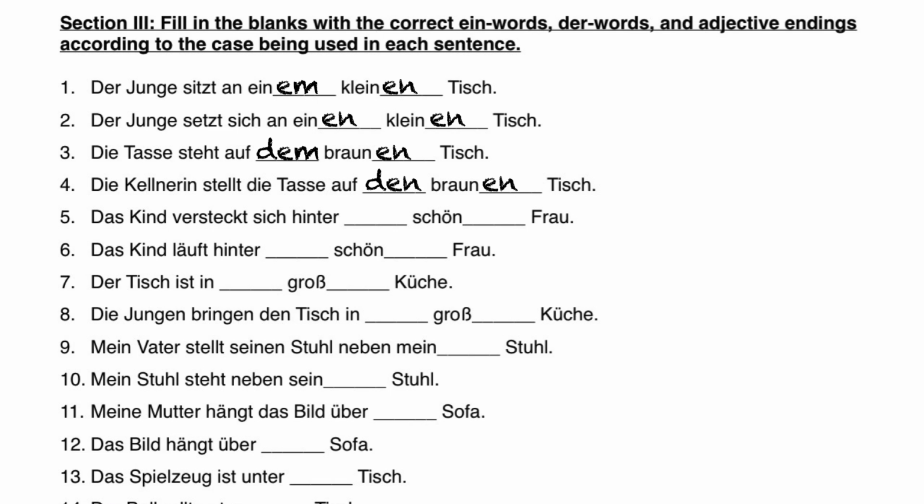Nummer 5. Das Kind versteckt sich. The child is hiding himself. In English, ask yourself, where is the child hiding itself? Or, where to is the child hiding itself? Obviously, it makes more sense to say where, and so we're going to have to use here the dative case, der schönen Frau. Das Kind versteckt sich hinter der schönen Frau. The child hides himself behind the beautiful woman. Nummer 6.